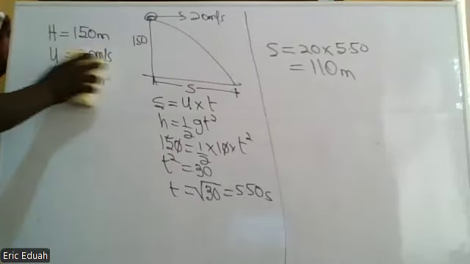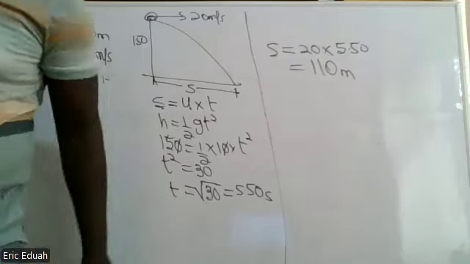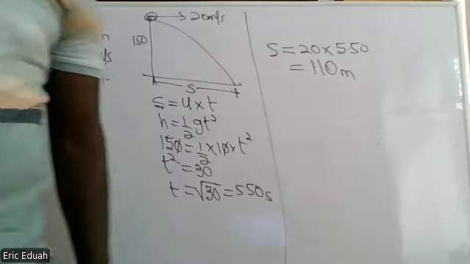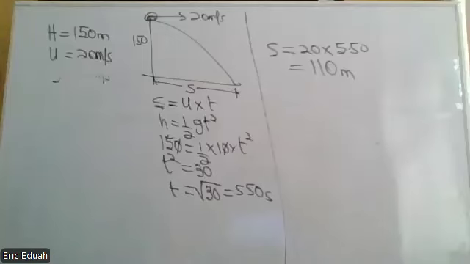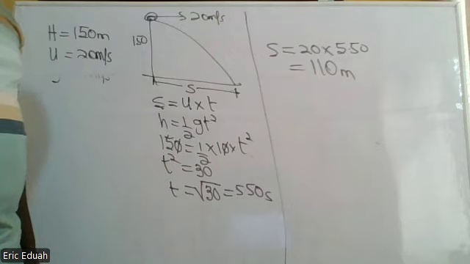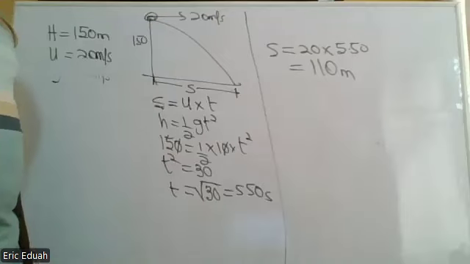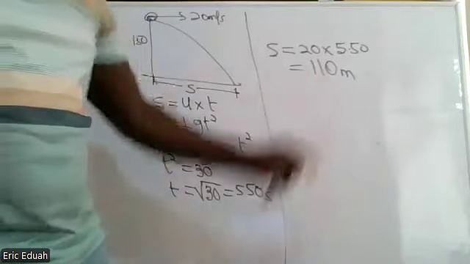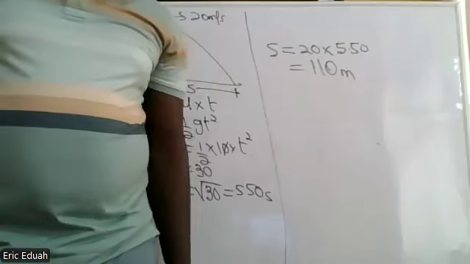Then question 2. Sir, please, I have a question. Yes, I love your questions. You guys rounded the time to 1 decimal point, but I did it as 5.477, so my answer was 109.54 meters. 109.54 meters, approximately 110. You are correct.